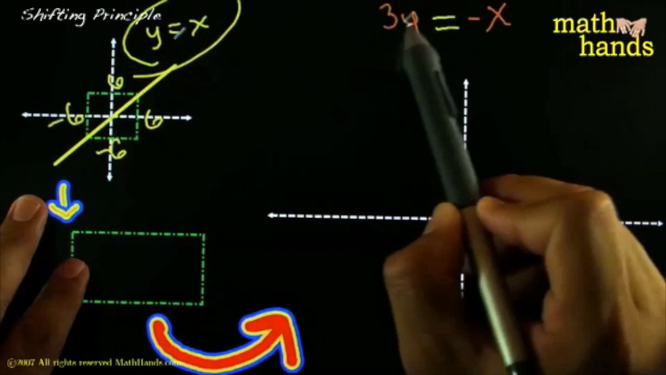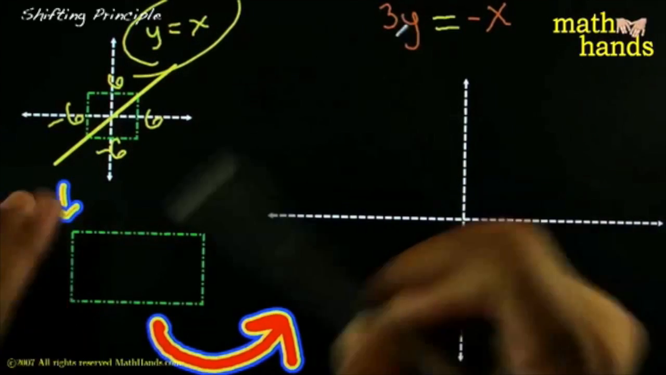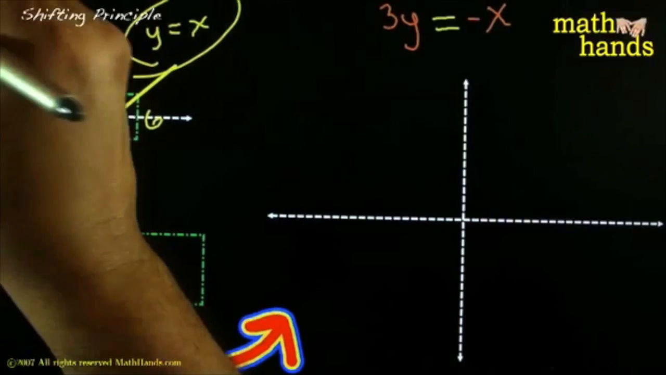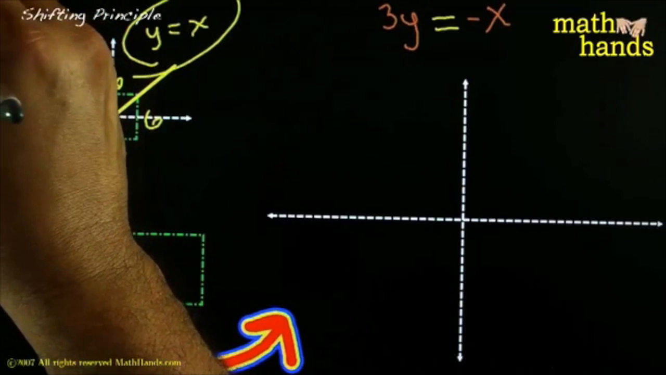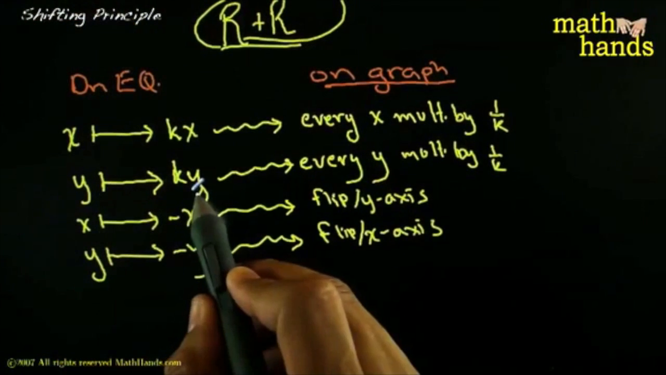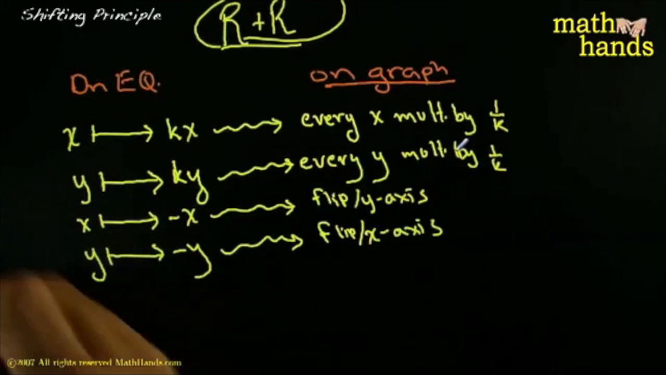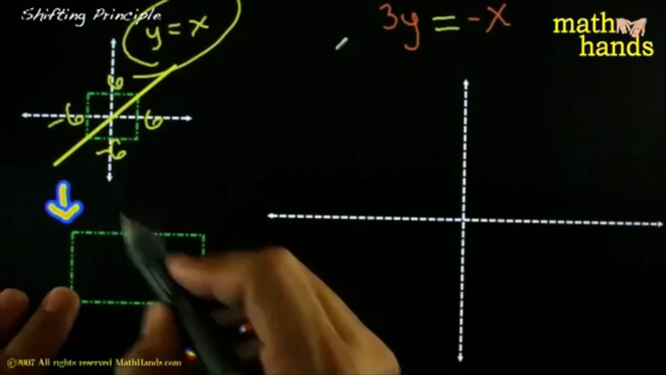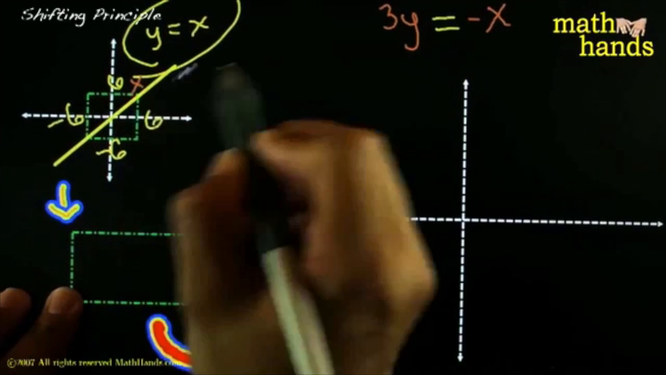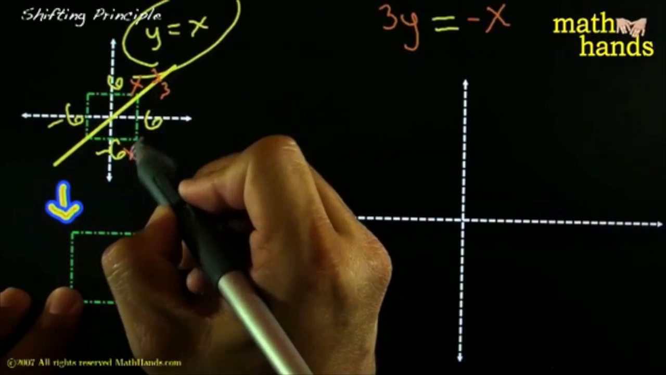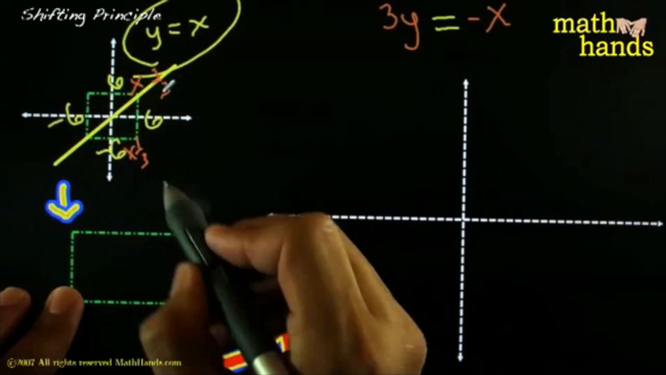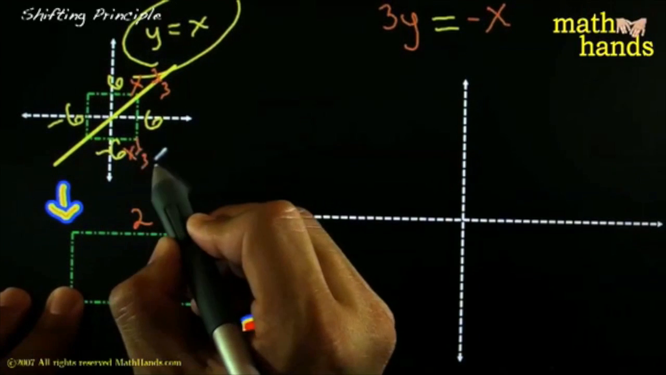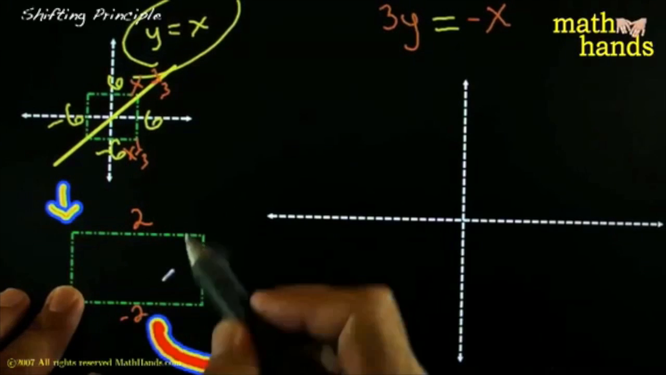If you replace y with 3y, what does that do to the graph? Remember, if you replace y with any constant times y, then every y has to be multiplied by the reciprocal. So every y has to be multiplied by 1/3. Multiply that by 1/3. Multiply that by 1/3. So 6 times 1/3, that would be 2. Negative 6 times 1/3, that would be negative 2.